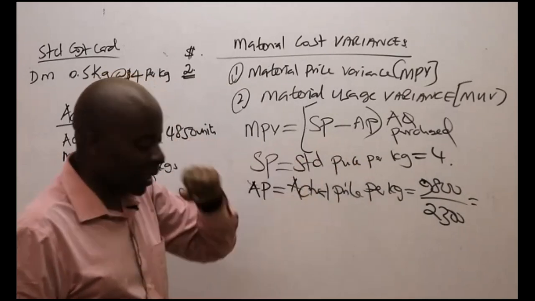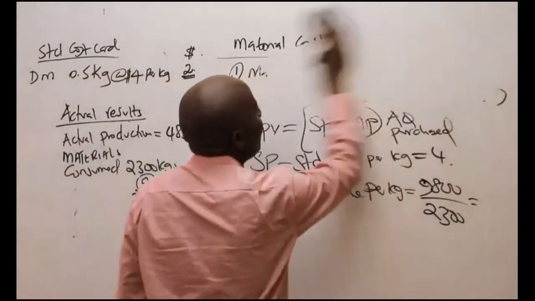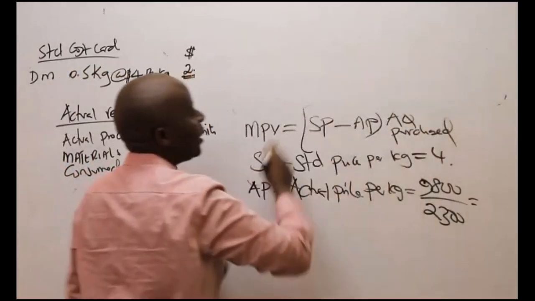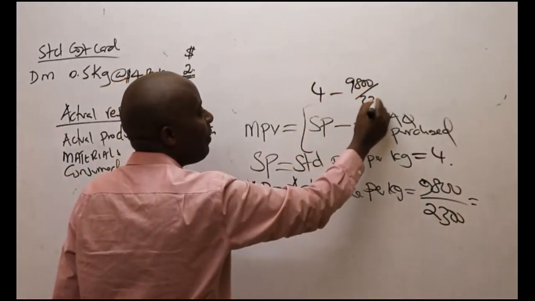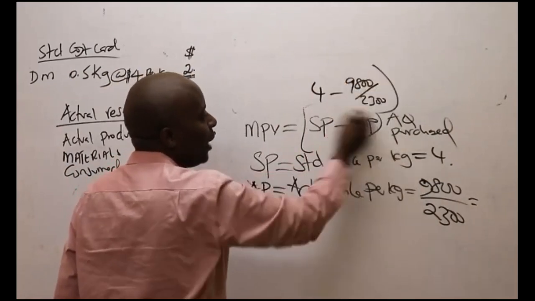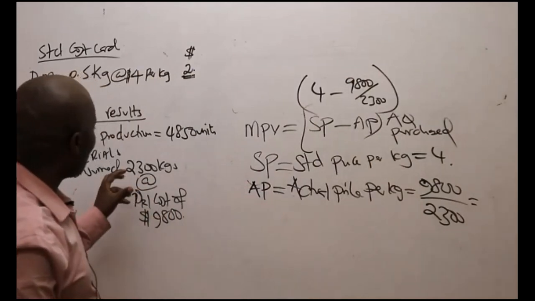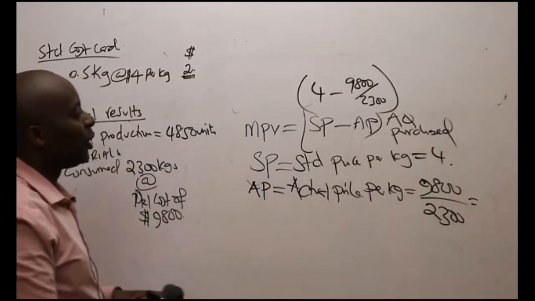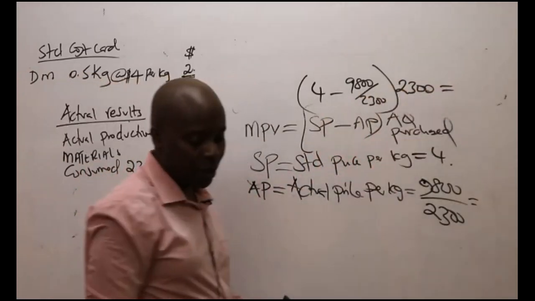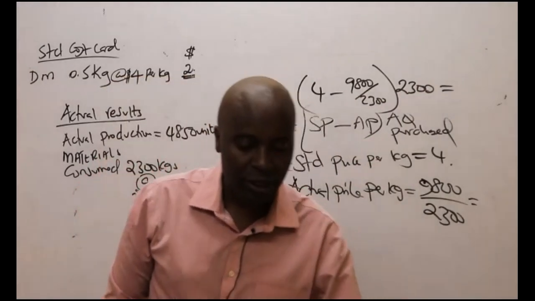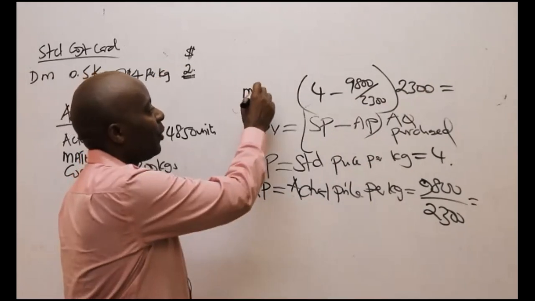So please come and substitute now the figures that we have here. I can see the standard price here is 4 minus the actual price, which is 9,800 divided by 2,300, multiplied by the actual quantity that was purchased. We know that we purchased and consumed 2,300 kilograms. So please come and give us on the other side the equal what? What is material price variance?